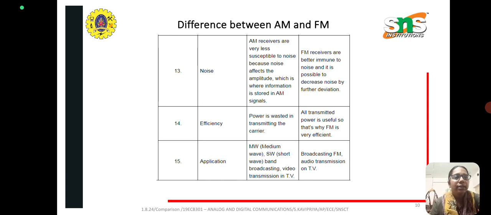As far as noise is concerned, AM receivers are very susceptible to noise, whereas FM receivers are better immune to noise, and it is possible to decrease the noise by further deviation. And for efficiency, power is wasted in transmitting the carrier signal in case of AM, whereas in FM all the transmitted power is useful, which is why FM is very efficient. For applications, AM is used in medium wave and shortwave band broadcasting and video transmission in TV. Whereas FM is used in FM broadcasting and audio transmission on TV.